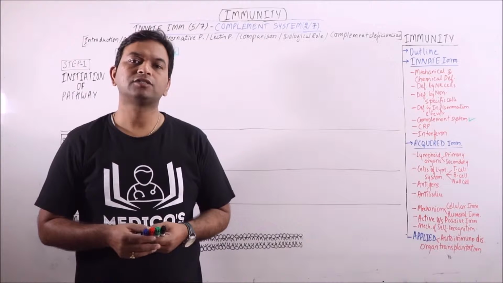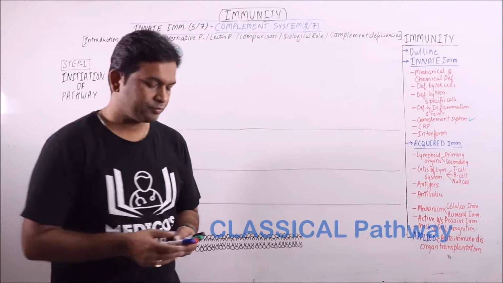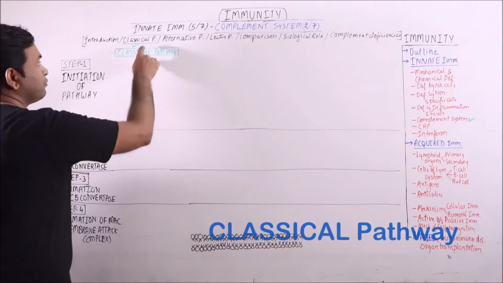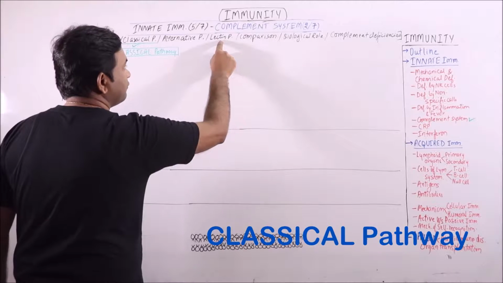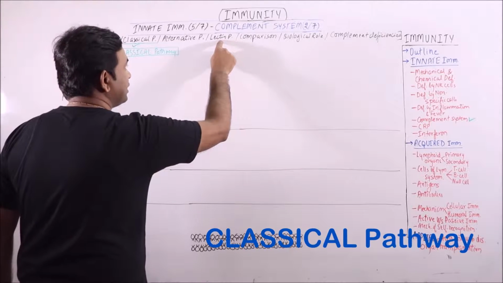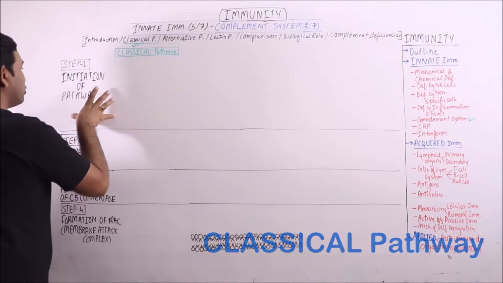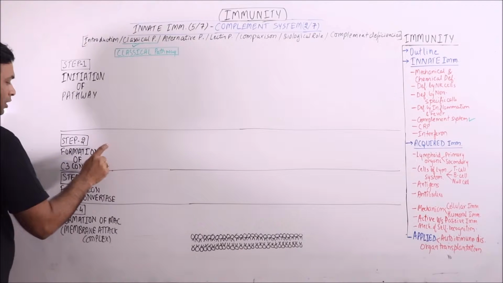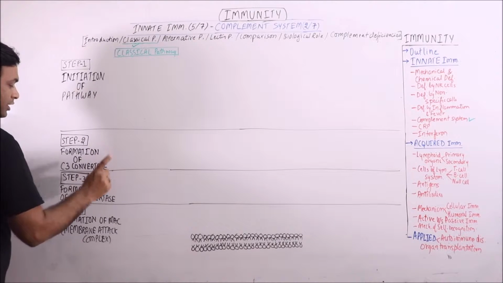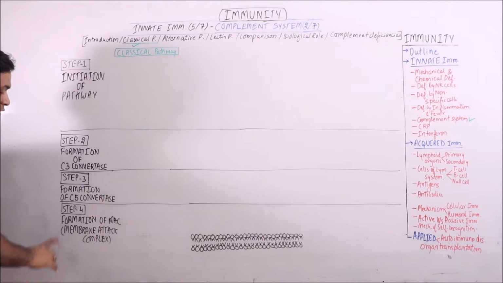This is a series of lectures on the complement system and I am going to discuss the classical pathway in this video. There are basically three types of pathways, that is classical pathway, alternative pathway and the lectin pathway, which is also known as mannose binding lectin pathway. All these pathways will proceed under four steps. First one is initiation of pathway, second one is formation of C3 convertase, third step is formation of C5 convertase, and fourth step is formation of membrane attack complex.